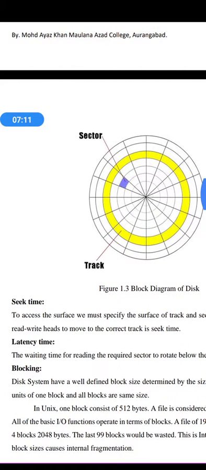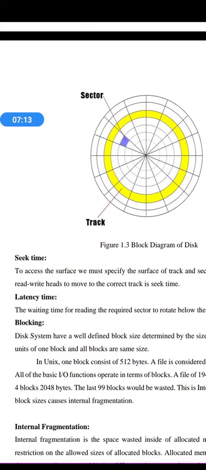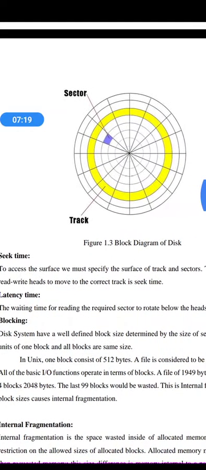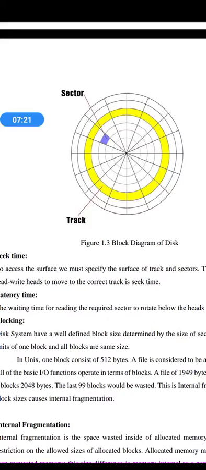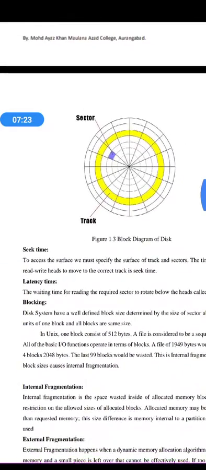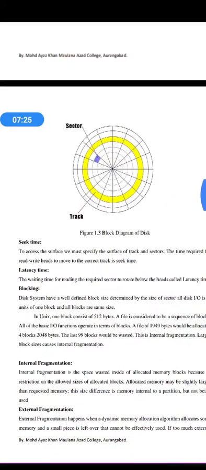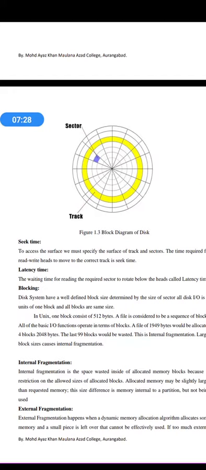So what are the important terms related to this? The seek time, which is asked in the exam for 1 mark. Seek time is the time to access the surface. We must specify the surface, track and sector. The time required for the read-write head to move to the correct track is called seek time. You are finding these different tracks over here, they are numbered. So to get that exact track, the time required is called seek time.